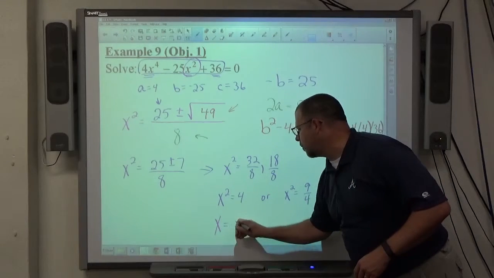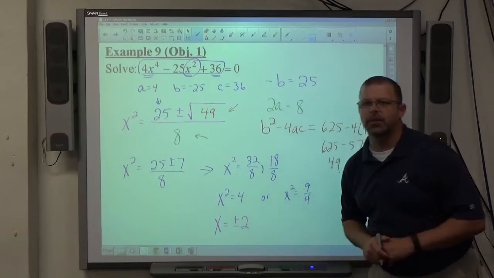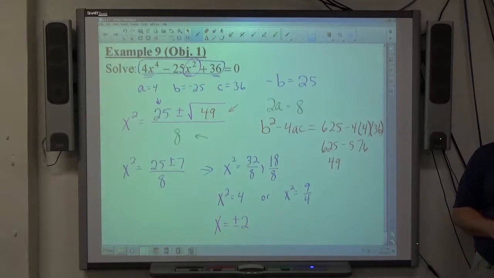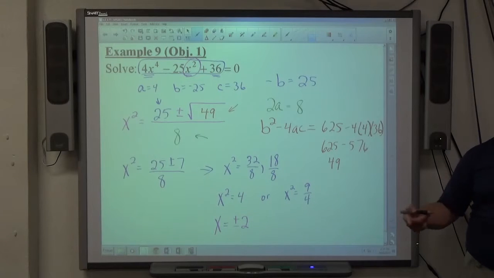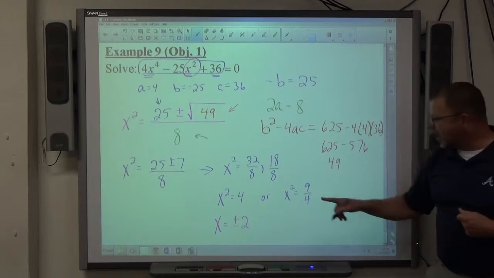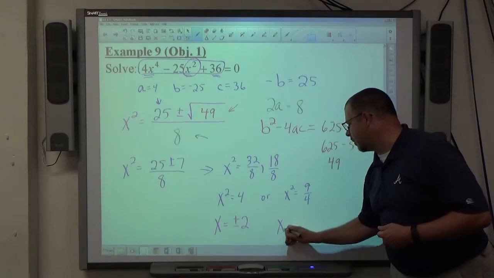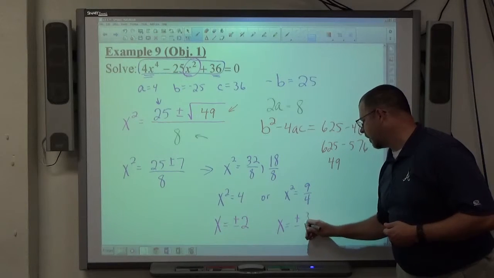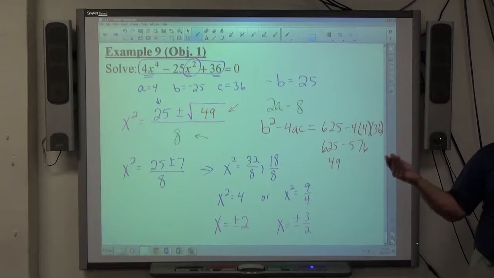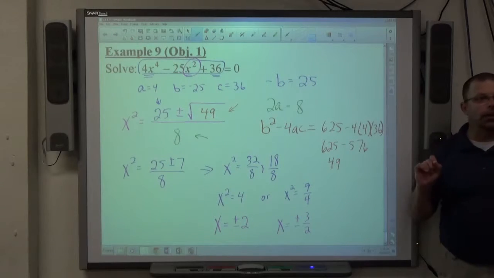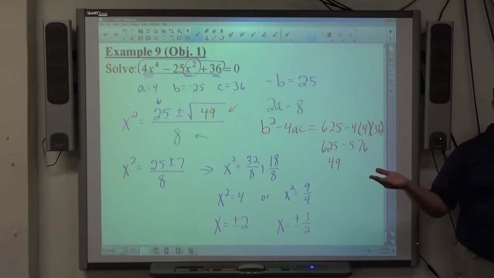Once we know what x squared equals, we're going to square root to get the answer. Keep in mind when you square root something, you have to put a plus minus in front of the answer. So if x squared equals 4, x could either be positive 2 because 2 times 2 is 4, or negative 2 because negative 2 times negative 2 is 4. If x squared equals 9/4, that means x either equals plus or minus 3 halves. When you square root a fraction, you square root the top, you square root the bottom, and again, plus or minus.